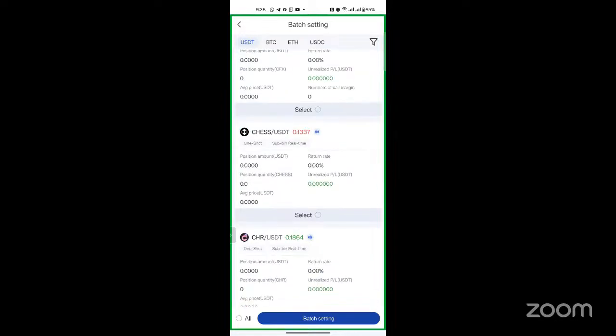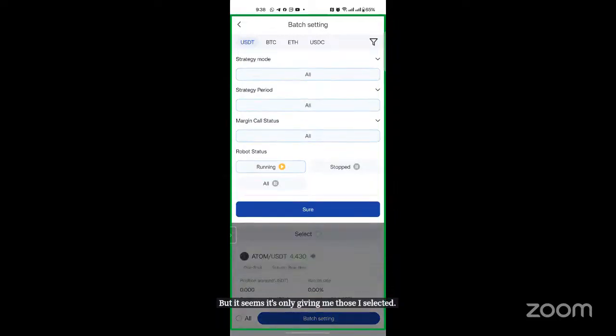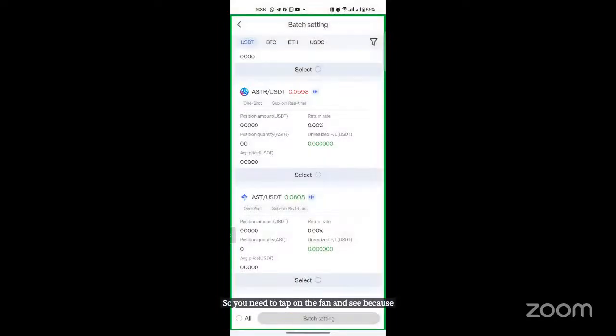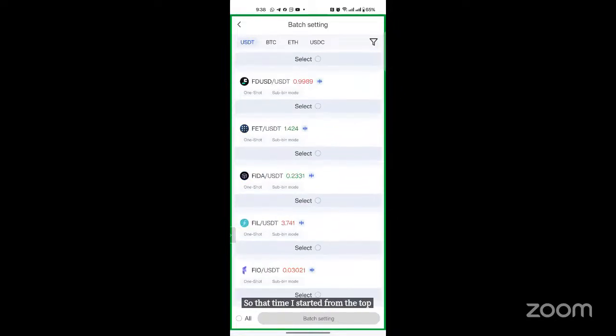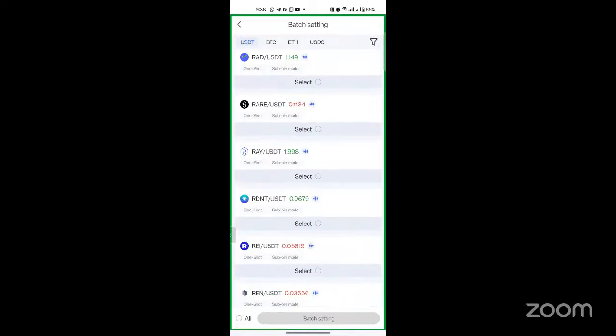But it seems it's only giving me those I selected. Mix. No, I want all. So you need to tap on the funnel and see, because it might give you only the ones you selected. So that time I started from the top. Now this time I'll start from the bottom.